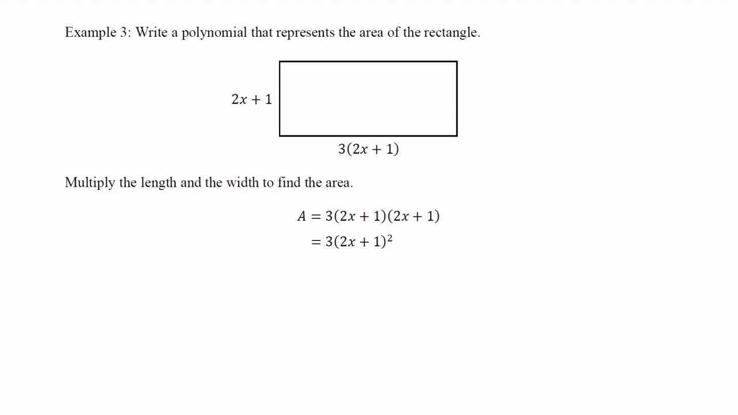Since we are squaring a sum, we can use that property to get 4x squared plus 4x plus 1. Square the first, combine your a and b terms and double it, and then square the last. And then we distribute the 3 across to find the area is 12x squared plus 12x plus 3.